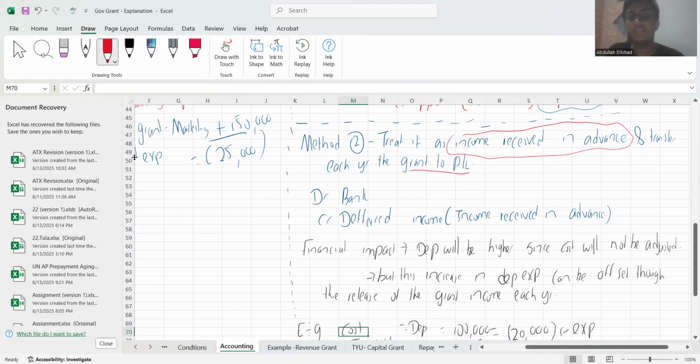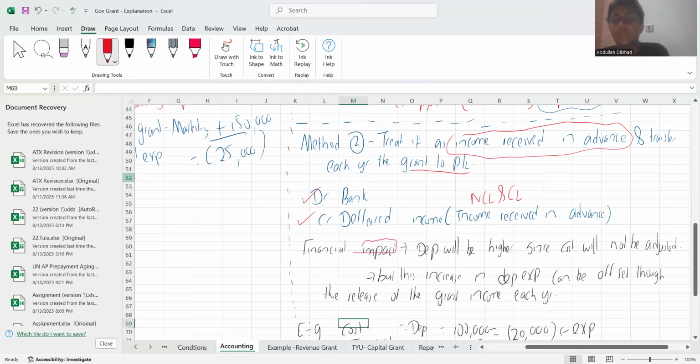Okay. So the double entry for that would be, you're getting debit bank, right? And it will be credit deferred income or income received in advance, which could be your non-current liability and current liability, right? So you all can ask, what's the financial impact?